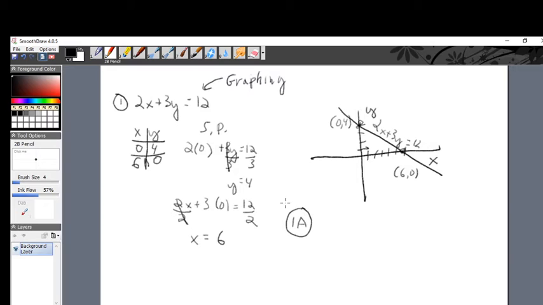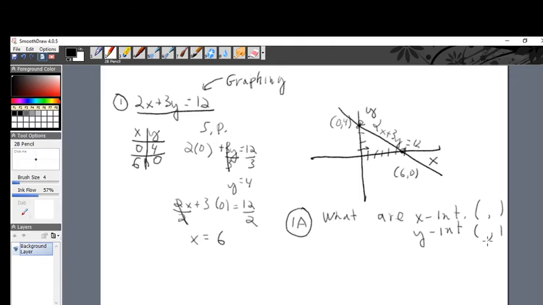Let's talk about the same given right over here. What are the intercepts? Just two intercepts, the x-intercept and the y-intercept. What are they? What are the coordinates of the x-intercept? And what are the coordinates of the y-intercept?